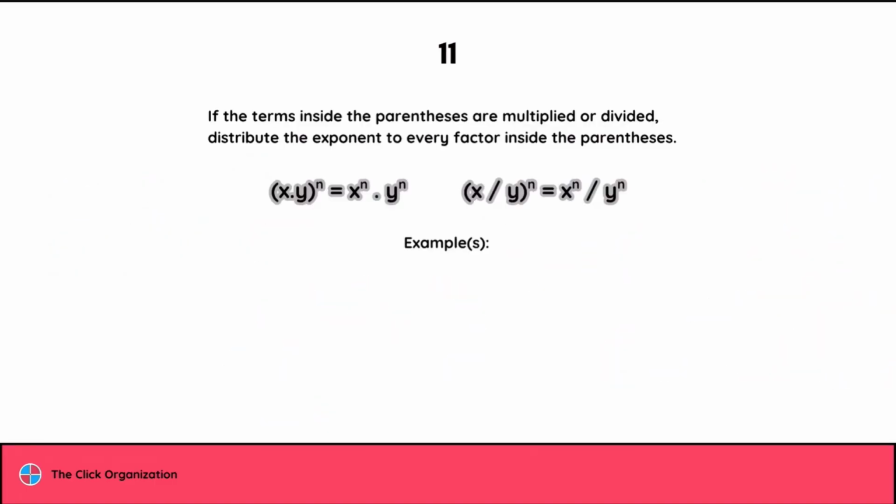Going for the 11th rule: if the terms inside the parentheses are multiplied or divided, distribute the exponent to every factor inside the parentheses, and the answer won't change.